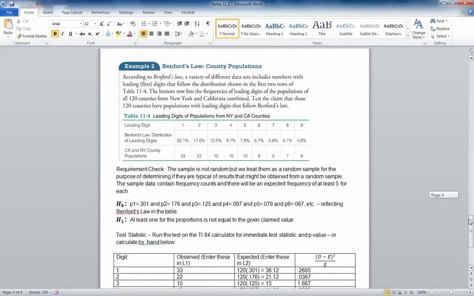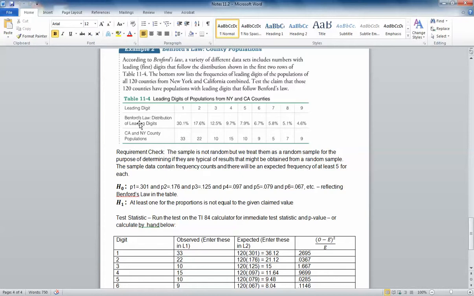This is Benford's law. And according to Benford's law, a variety of different data sets includes numbers with leading first digits that follow the distribution shown in the first 2 rows of table 11.4. The bottom row lists the frequencies of leading digits of the populations of all 120 counties from New York and California combined. Test the claim that those 120 counties have populations with leading digits that follow Benford's law. So now it's not a uniform distribution. They're telling us in Benford's law that the leading digit of 1 happens 30.1% of the time, leading digit of 2 happens 17.6% of the time, etc.